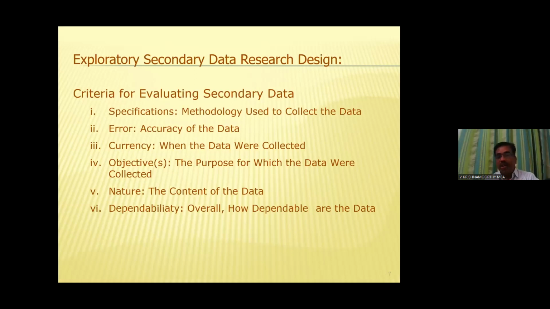Another important thing is accuracy of the data. That is also very, very important. Another important thing is when the data were collected. Sometimes some data might have been collected 25 years back. What is the use of this data now? This data may not be useful. Another important thing is the purpose for which the data has been collected. Next, what is the content of the data? Content of the data plays a very important role. Dependability: overall, how dependable are the data? We have to check this aspect in case of secondary data.